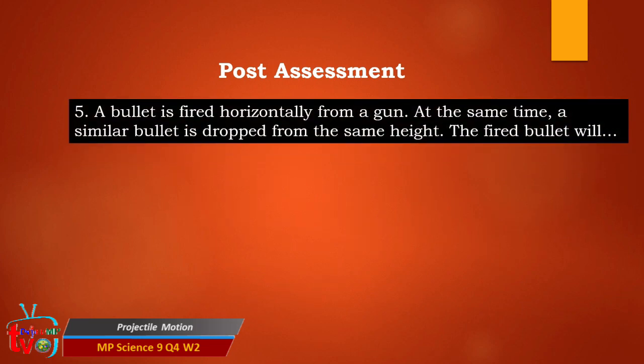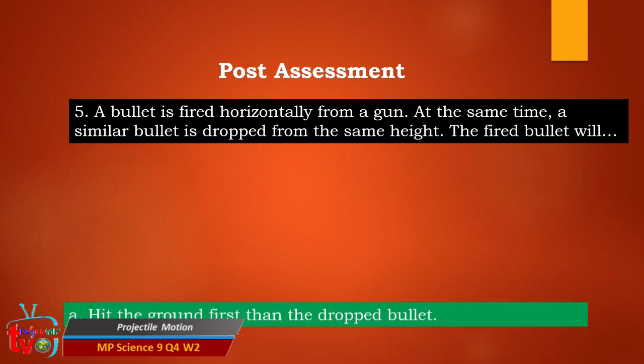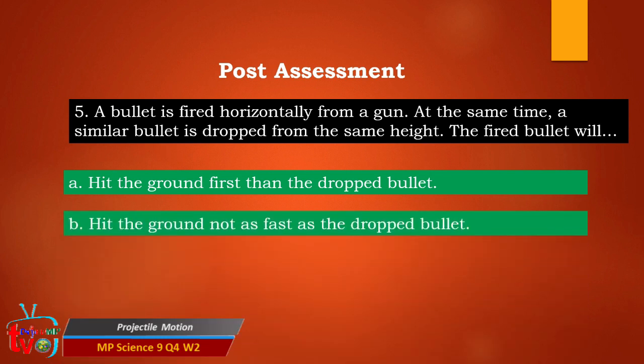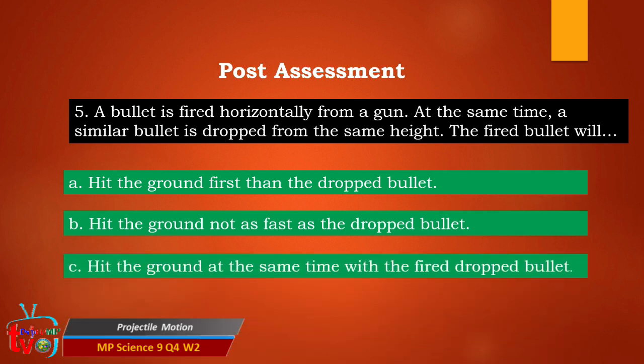Number 5. A bullet is fired horizontally from a gun. At the same time, a similar bullet is dropped from the same height. The fired bullet will A. Hit the ground first, then the dropped bullet. B. Hit the ground not as fast as the dropped bullet. C. Hit the ground at the same time with the dropped bullet. D. Never hit the ground.